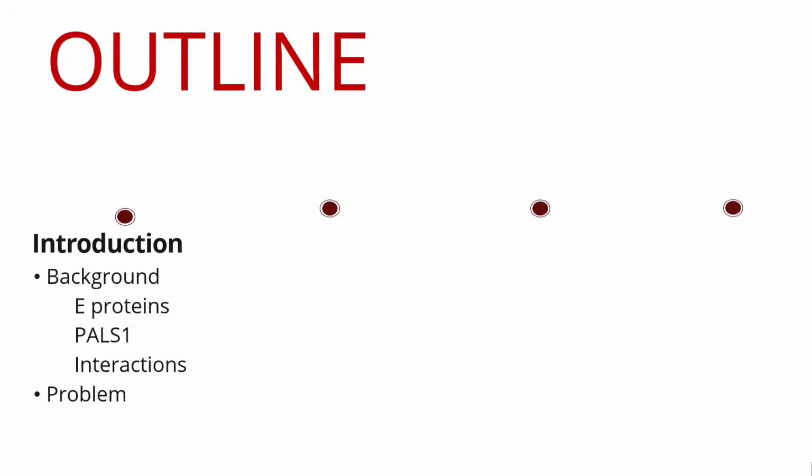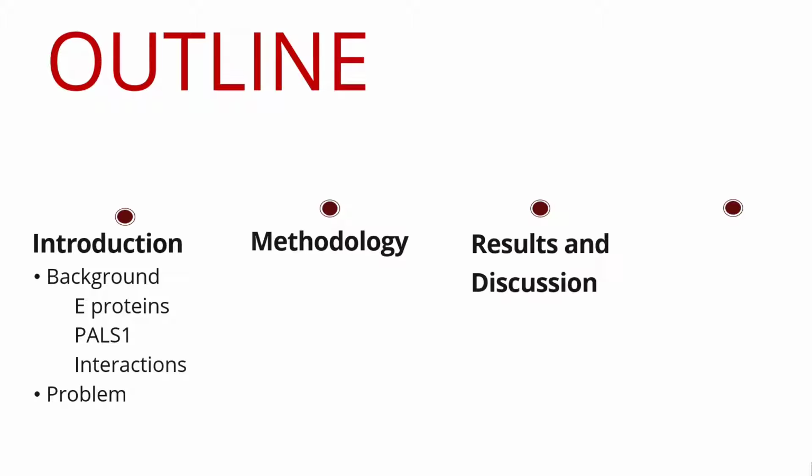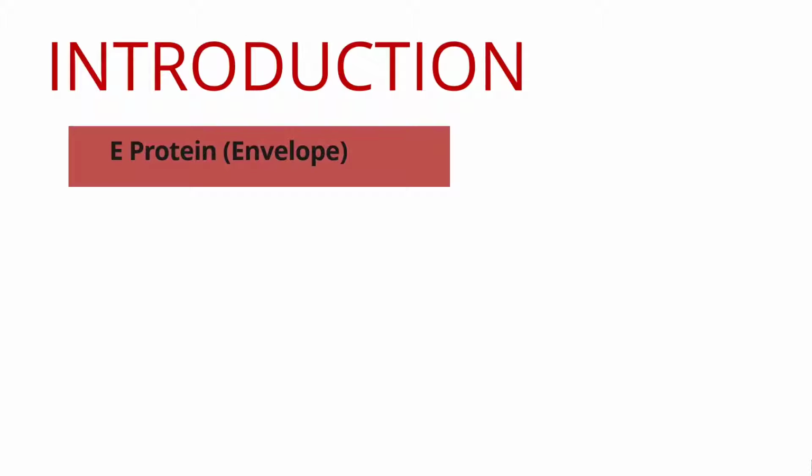The second part is the methodology. The third part is results and discussion, which includes the findings of the study. And the fourth part is the conclusion. Now let's proceed to the introduction by first discussing the E protein or the envelope protein.